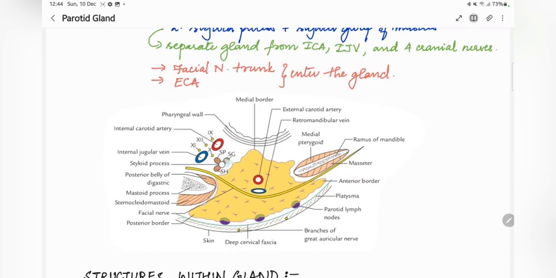The styloid process and its muscles separate the parotid gland from the internal jugular vein, the internal carotid artery and the last four cranial nerves. Two structures enter the gland through this surface, the facial nerve trunk as well as the external carotid artery.